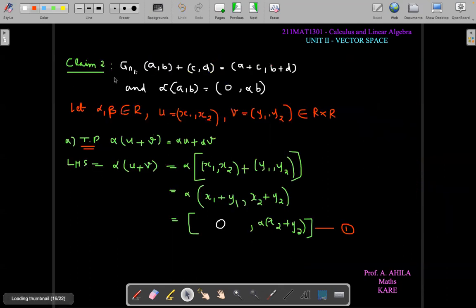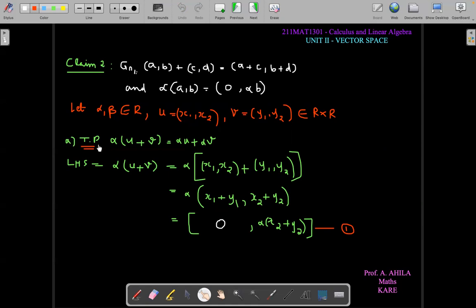Now we try to prove claim 2. So again we consider the definition. The addition definition given is A comma B plus C comma D equal to A plus C comma B plus D, and the scalar multiplication defined as alpha into A comma B equal to 0 comma alpha B. Now you see, we consider the elements alpha comma beta from R, as well as U as x1 comma x2, V as y1 comma y2 belongs to R cross R. R cross R contains all elements in the ordered pair form. So we consider like this.